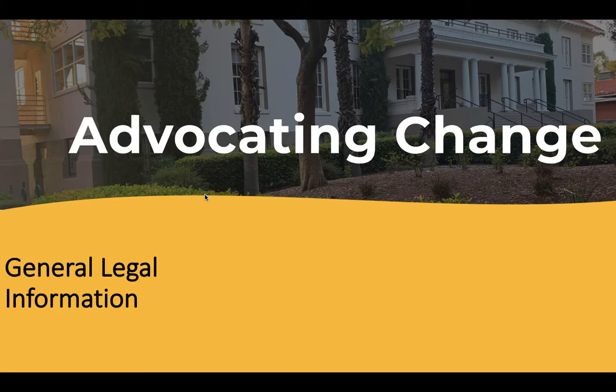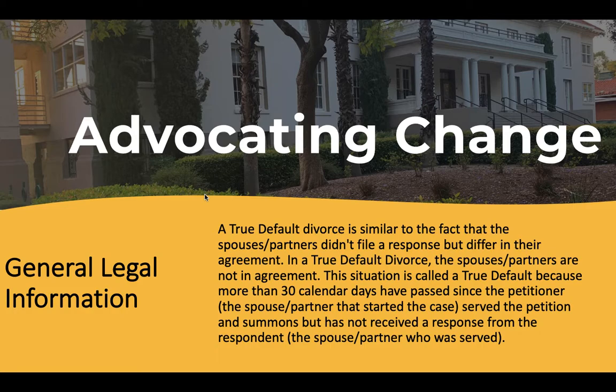True default. General legal information. A true default divorce is similar in that the spouses did not have to file a response, but differs in their agreement. In a true default divorce, the spouses are not in agreement. This situation is called a true default because more than 30 days have passed since the petitioner, either the spouse or partner that started the case, served the petition and summons, but has not received a response from the respondent.